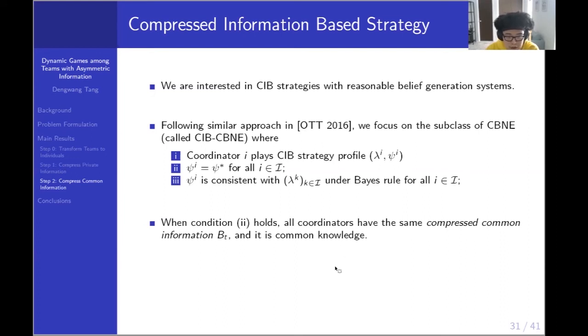Why is this subclass desirable? We can look at the two conditions that it says. If we have the same belief generation system, then by definition, all coordinators will have the same compressed common information. This allows consensus to happen.